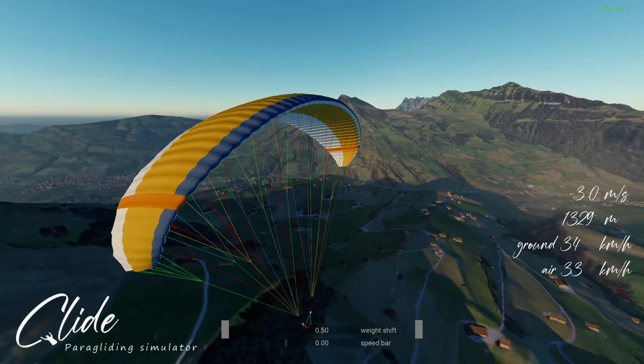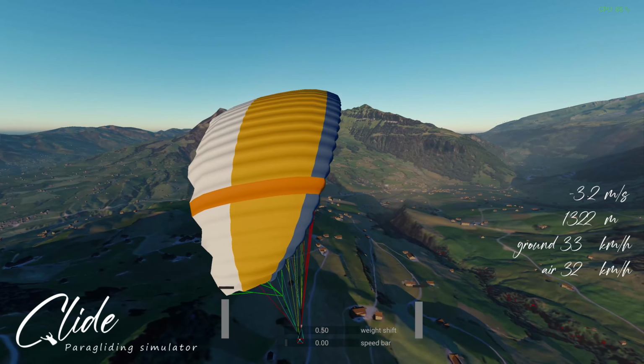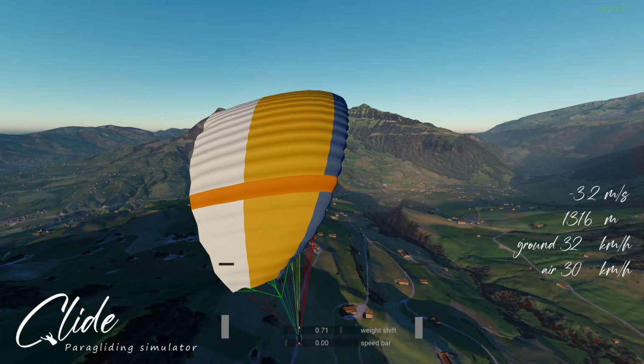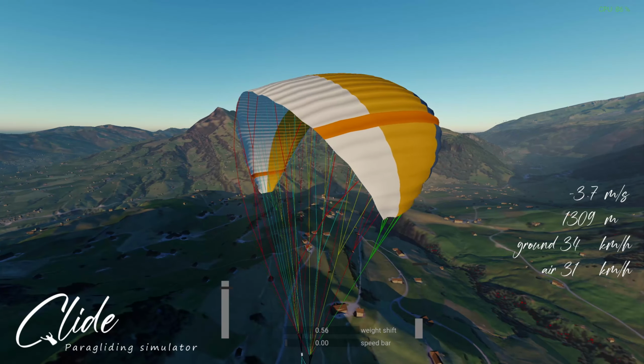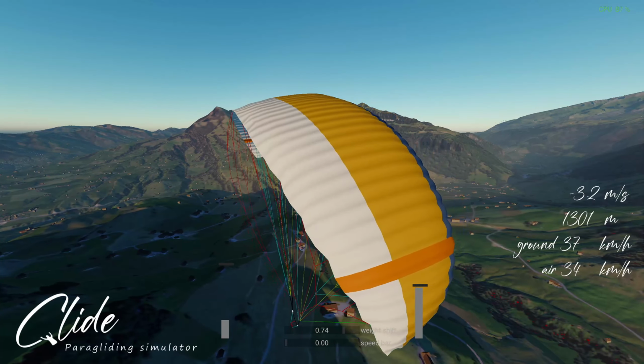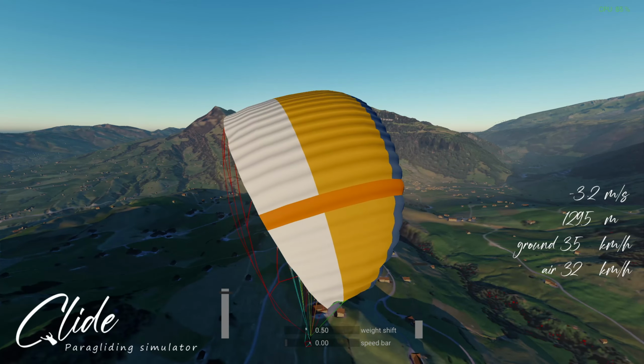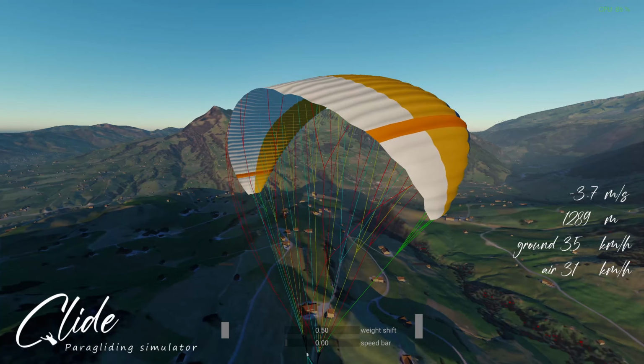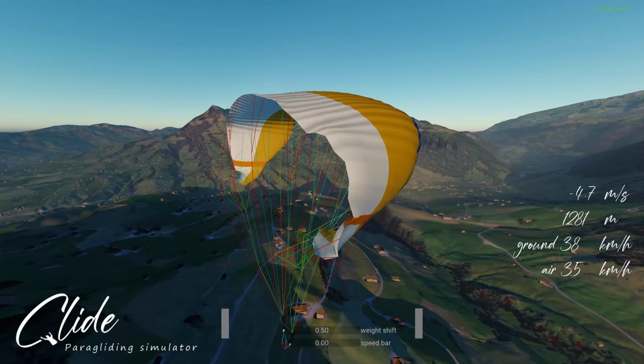I also did a lot of tweaks on the cloth stiffnesses, the internal air pressure, and the line lengths. The cloth is now a lot more responsive, and under brake, the deformation is a lot closer to reality. There's a lot of work to come, and I'll touch on that next.